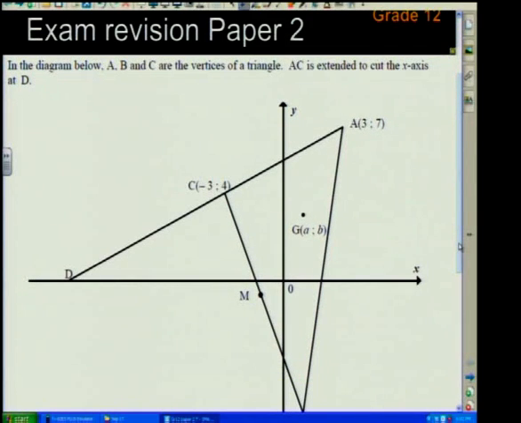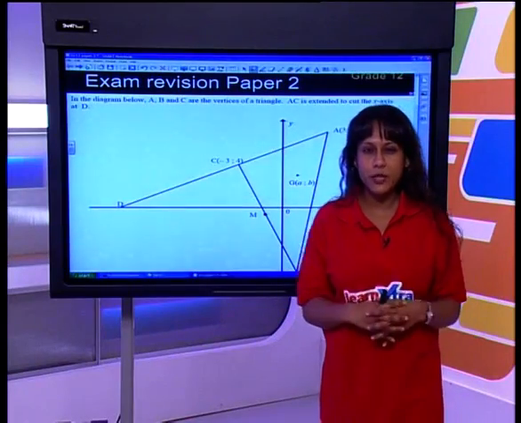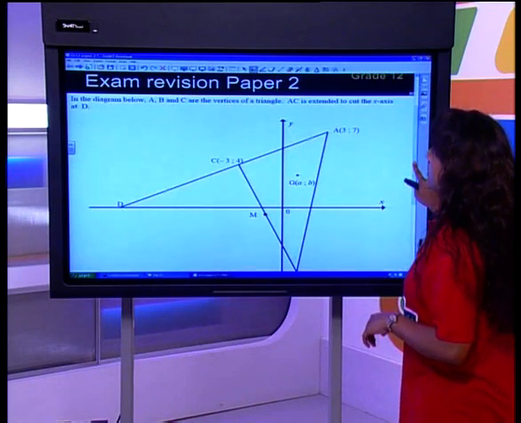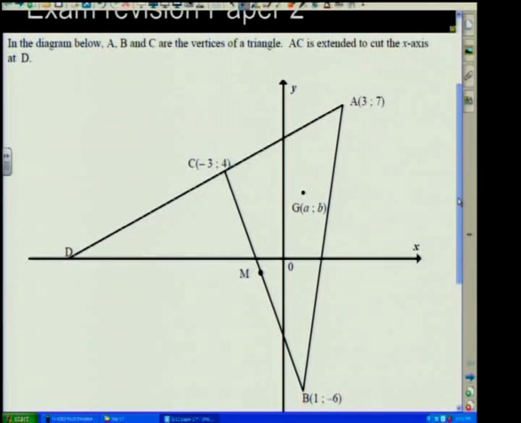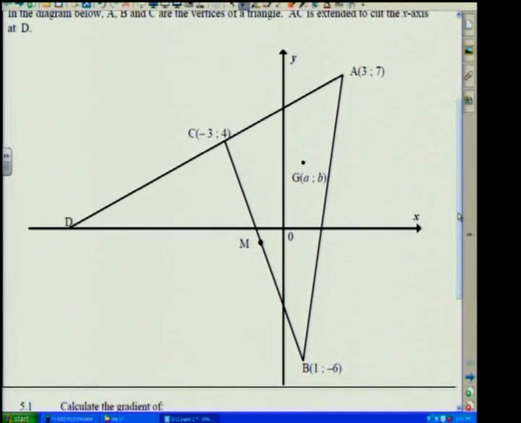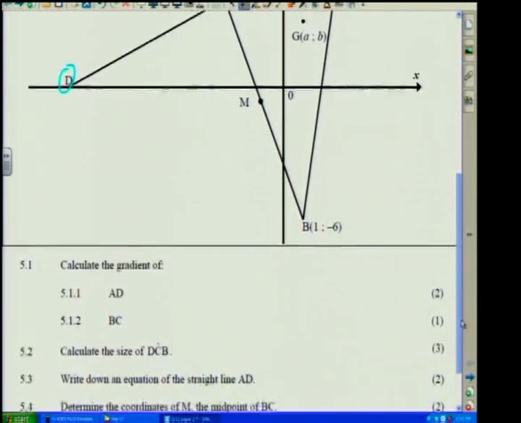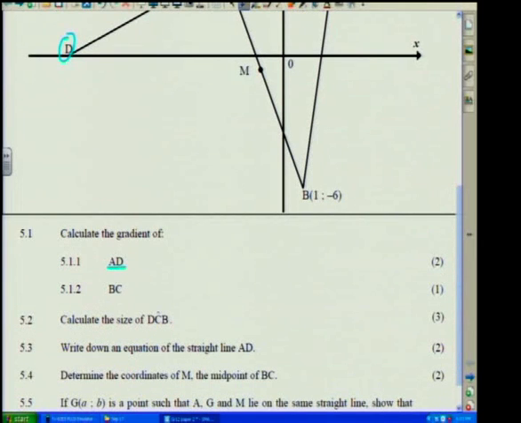Okay, so that's just some of the formulae that we are going to be looking at when we tackle this question. So this is the first question, coming from the November 2010 paper. Let's have a look and see what it says. In the diagram below, A, B, and C are the vertices of a triangle. AC is extended to cut the x-axis at point D. You can see they give you the coordinates of A, B, C, but not of point D. The first question says, calculate the gradient of AD.